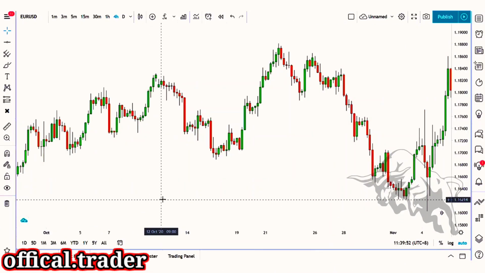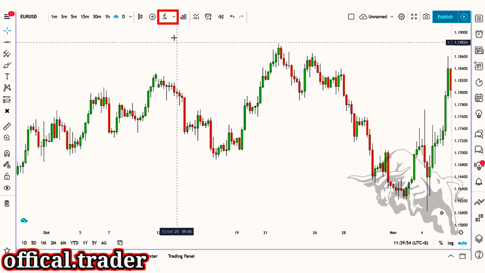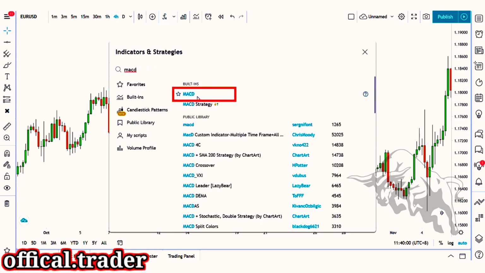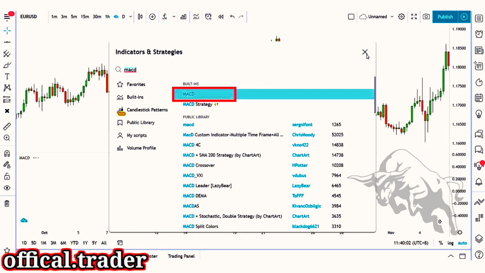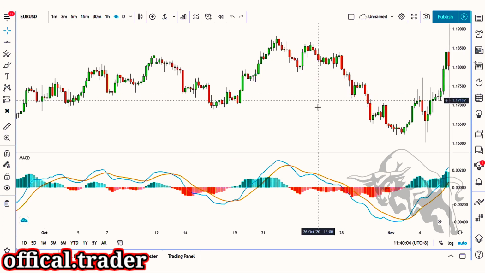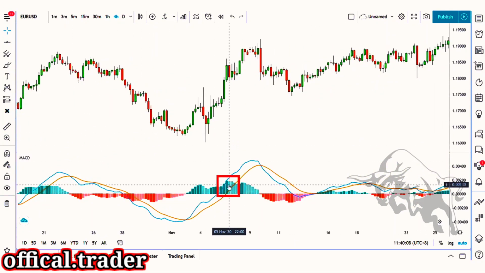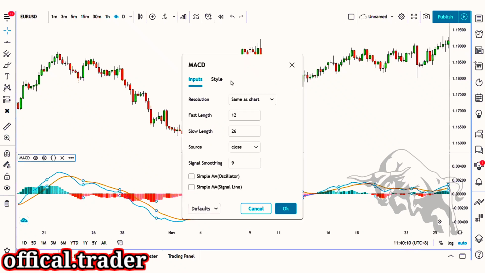To add the MACD to your chart, click on Indicators at the top of the screen and search for MACD, and then click on the first search result. This will add a copy of the MACD indicator below our chart. After that, you can double click anywhere on the indicator to open up the settings window.